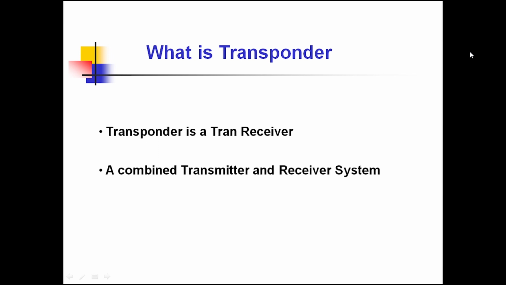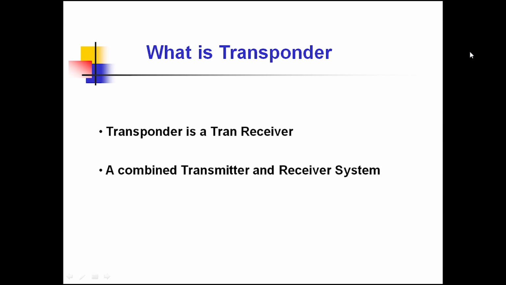A transponder is a transceiver. It is the main part of the communication subsystem of a satellite. The transmitter-receiver combination in a satellite is known as a transponder. It acts as an RF amplifier. A typical communication satellite has 12 or 24 or more transponders.